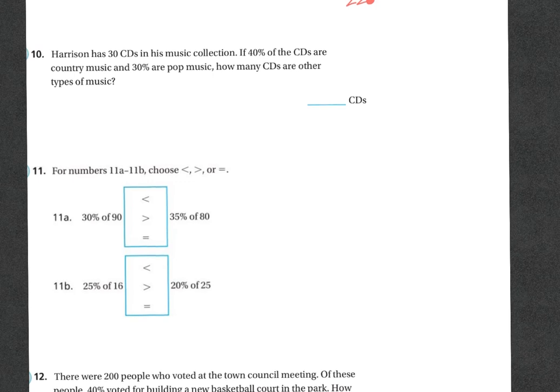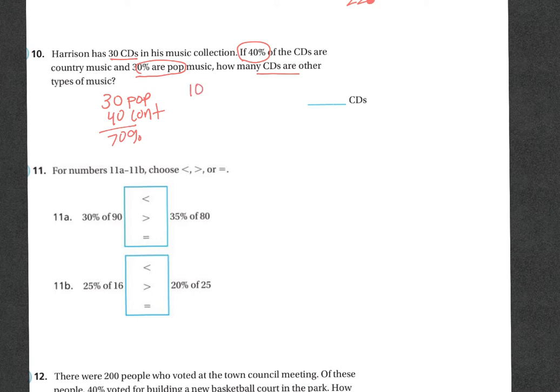Harrison has 30 CDs in a collection. If 40% of the CDs are country music and 30% are pop music, how many are other types of music? Well, first of all, let's find out how much percent they have that is not. So if 30 is pop and 40 is country, we're going to add those up and we're going to get 70. So that means 70% is not going to be the other music. So we know in percentages there's 100. So if I minus the 70%, I'm going to get 30%.